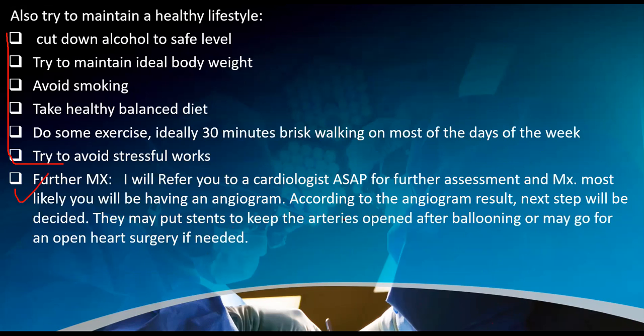And for further management, I will refer you to a cardiologist as soon as possible for further investigation. Most likely, you will be having a coronary angiogram. In a coronary angiogram, they usually put you to sleep, and they then put a dye inside your vein, and that dye will go into your heart blood pipes, and it will show how much obstruction or narrowing of your heart pipes you are having. According to the angiogram result, the next step of management will be decided by the cardiologist. They may put a stent to keep those narrowed arteries open, or if it is a high grade block or obstruction, they can also offer you an open heart surgery. But it all depends on the angiogram result and also your and your cardiologist's decision.